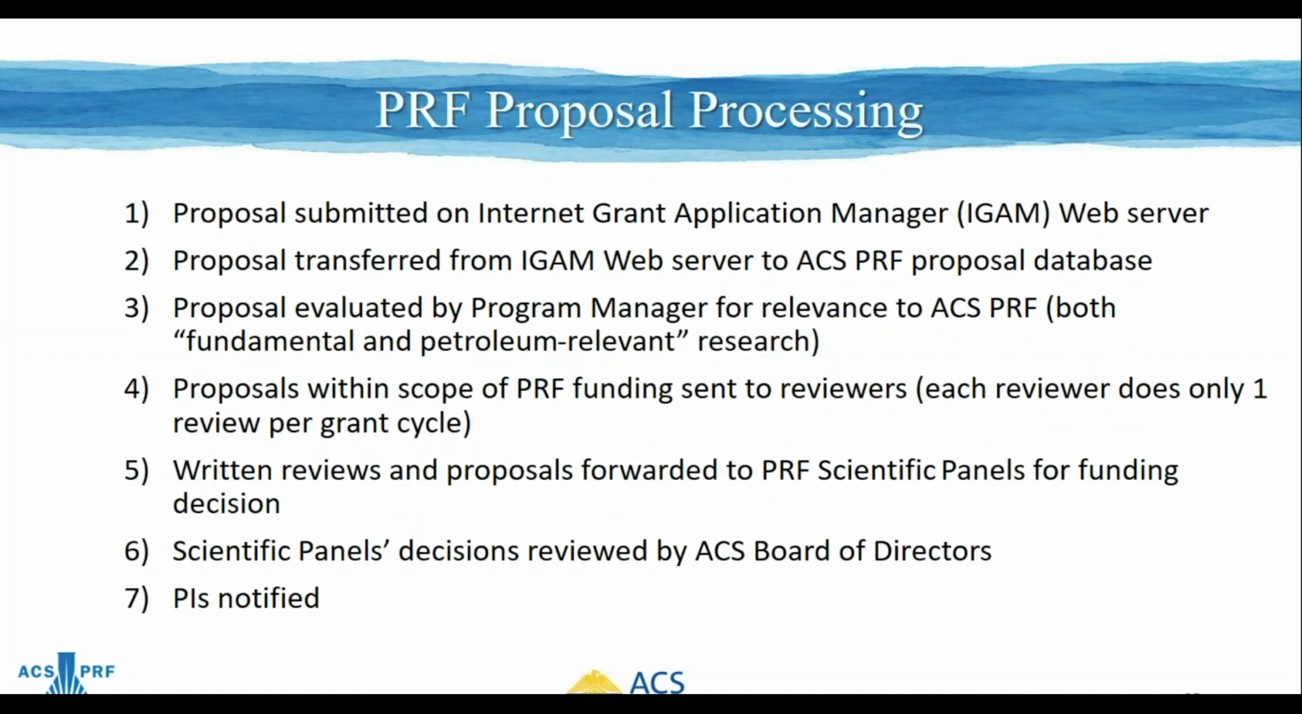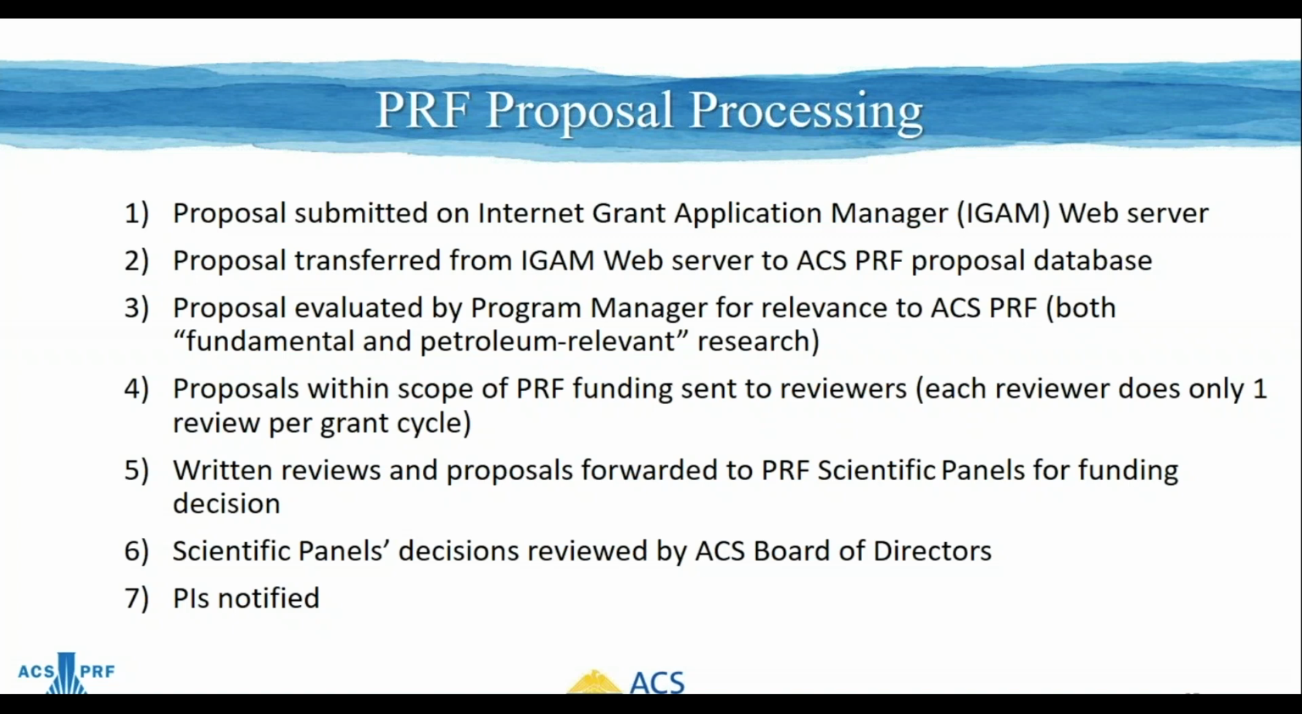Okay, in our proposal processing, you put in a proposal, and this is a PRF proposal. Again, I guess I should have said this. I think now you should understand why we can't take the word petroleum out of the name of this grant system, because it goes back to the court and the history and all of that, and the court still being the ultimate authority we have to report to.